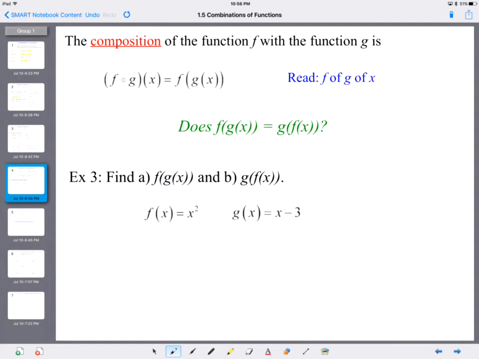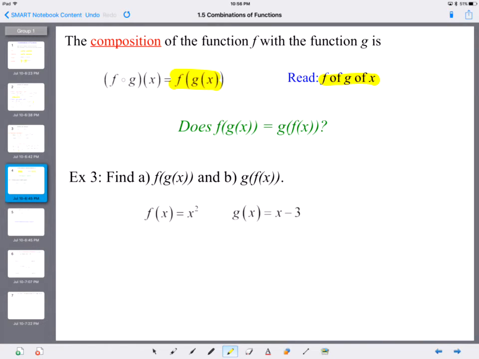A composition of a function f with the function g is written as f∘g, read f of g of x, and the other way it's written is f(g(x)). So you can write it either way. I like the second notation better. It gives you that sense that you do what's inside first, and so g of x is what's inside, so you would do that first. But you need to know both notations, and it is read f of g of x, because there's multiple things going on.